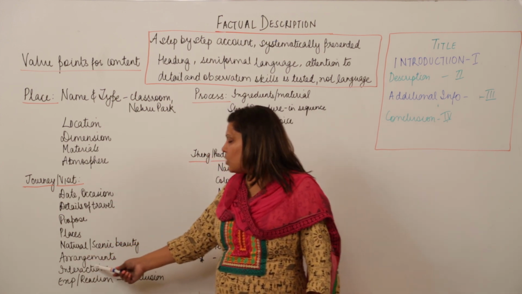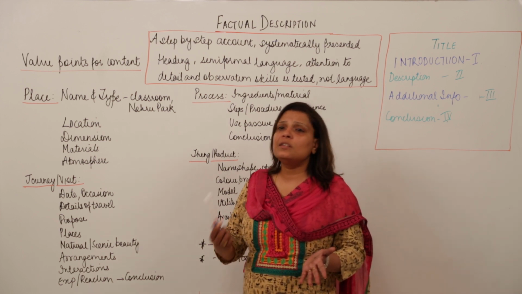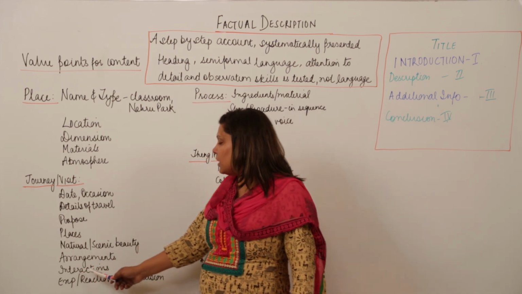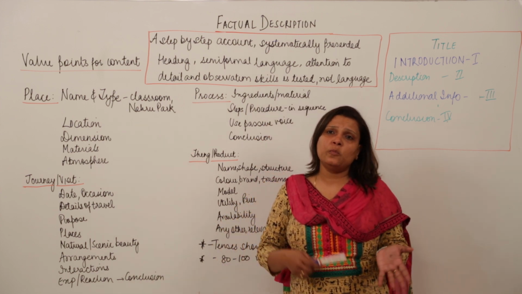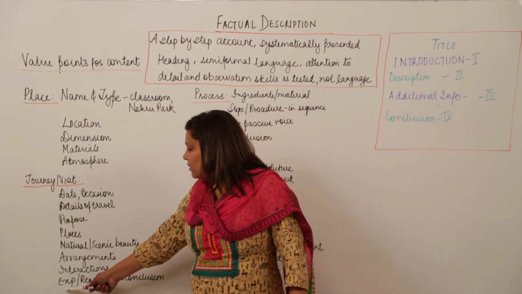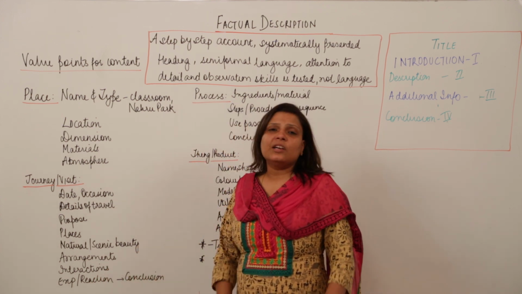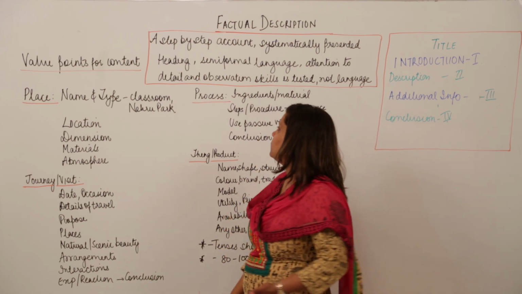Also describe what arrangements were made: the travel arrangements, the boarding and lodging arrangements, the food arrangements, and what interactions you had with people. How many people you met, what kind of people you met, whether you had an interesting experience or not, and then the experience and the reactions that you had. It should be given a proper conclusion.